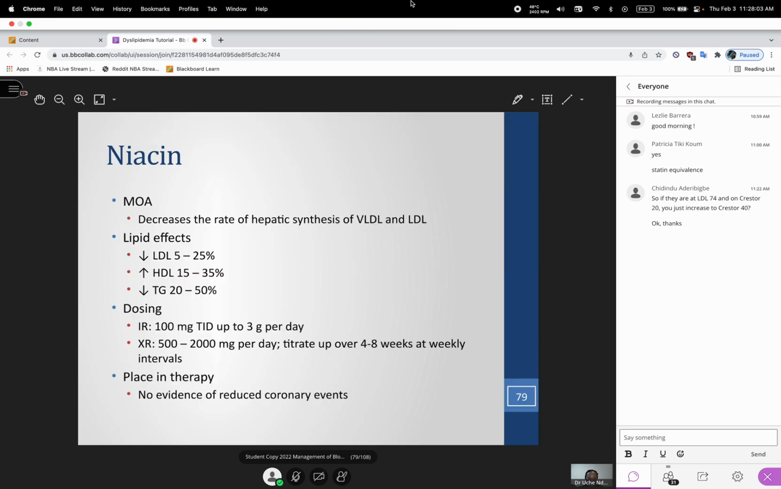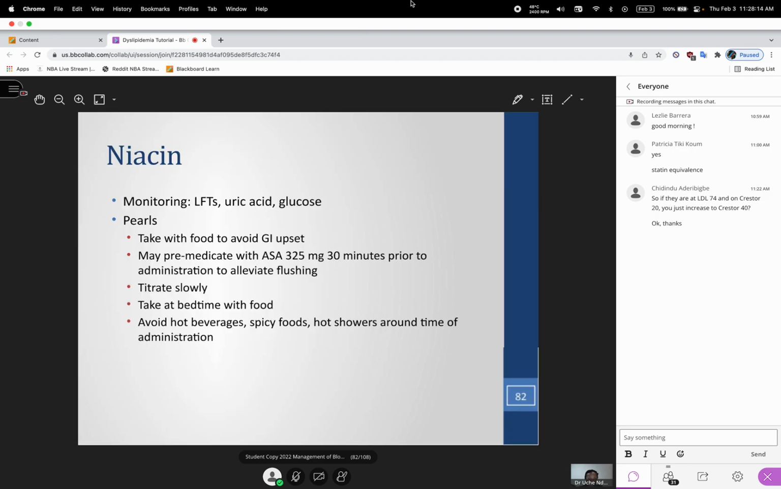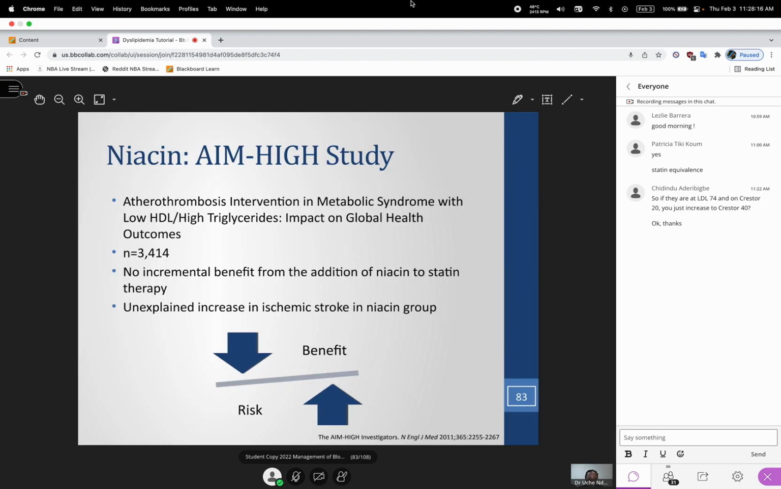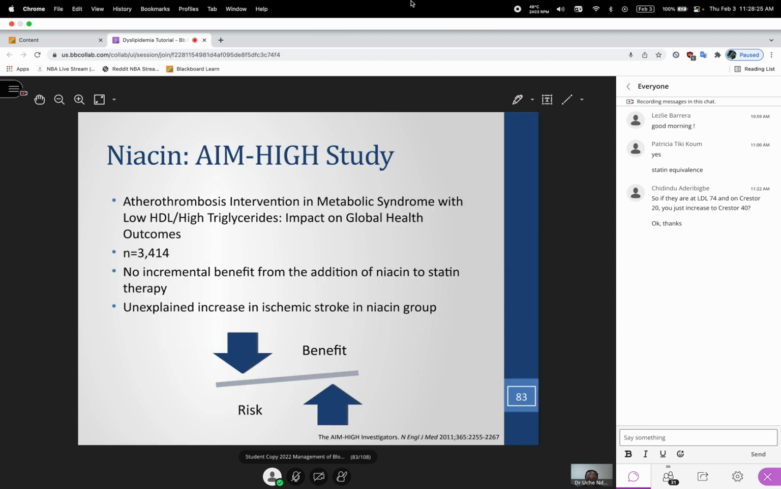Okay, we don't recommend niacin because niacin does not save lives. It's hard to take. It causes hyperglycemia, hyperuricemia, hepatotoxicity, flushing, headache. So we just don't recommend it. Okay, but we do need to know how to counsel a patient who is taking niacin to help avoid flushing, etc.